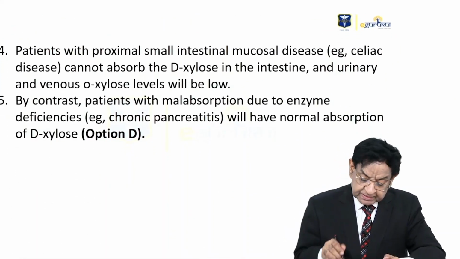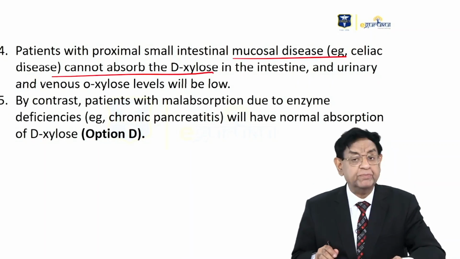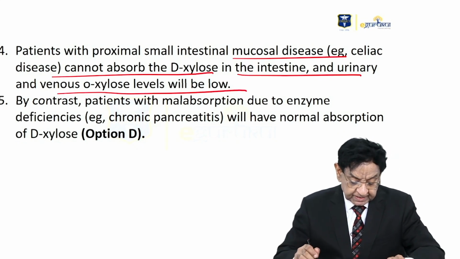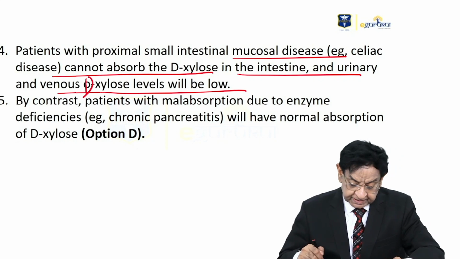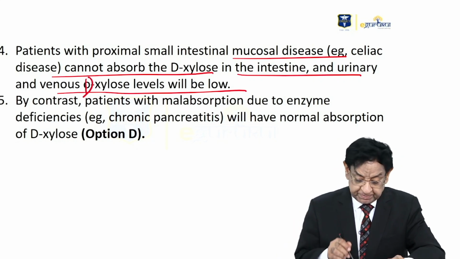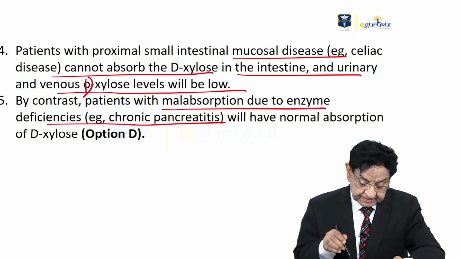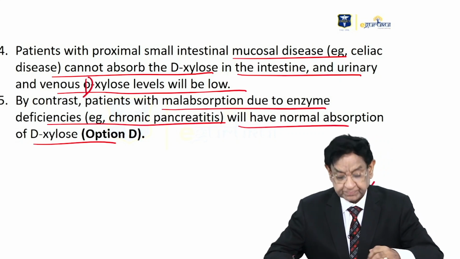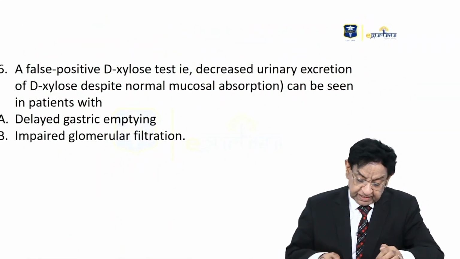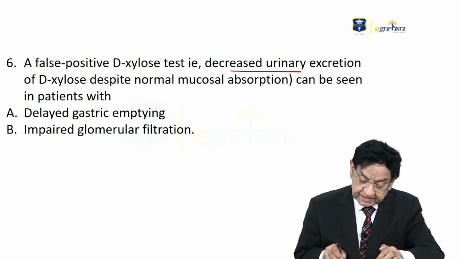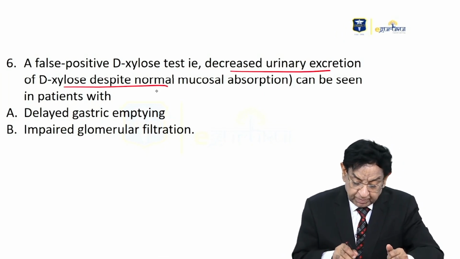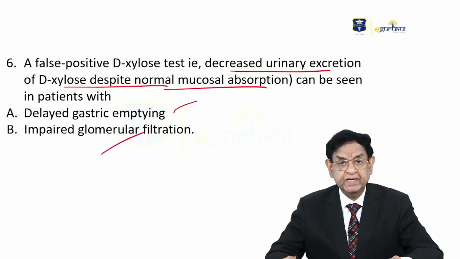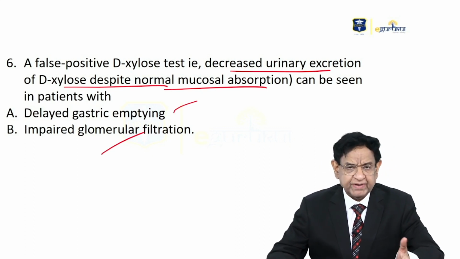Patients with proximal small intestinal mucosal disease like celiac disease cannot absorb D-xylose in the intestine, and urinary and venous D-xylose levels will be low in these cases. By contrast, patients with malabsorption due to enzyme deficiencies like chronic pancreatitis will have normal absorption of D-xylose. A false positive D-xylose test, decreased urinary excretion of D-xylose with normal mucosal absorption, can be seen with delayed gastric emptying and impaired glomerular filtration, but they are very uncommon.